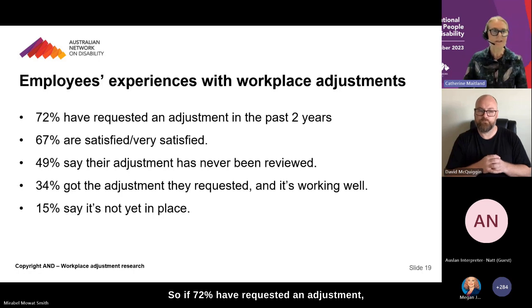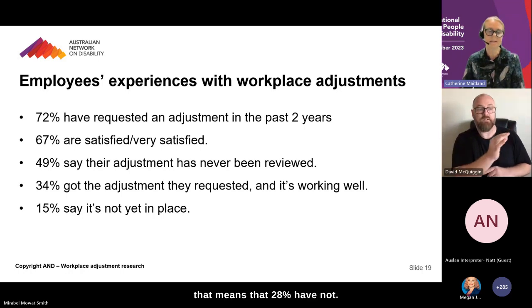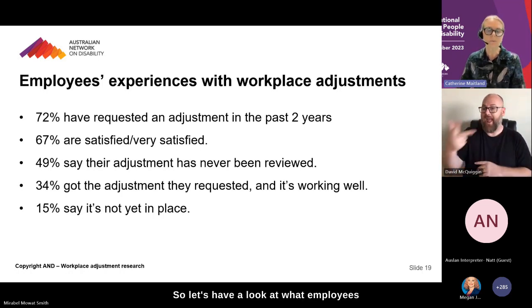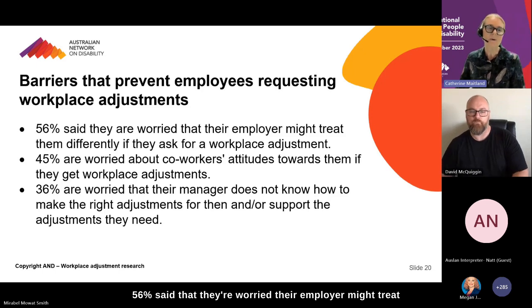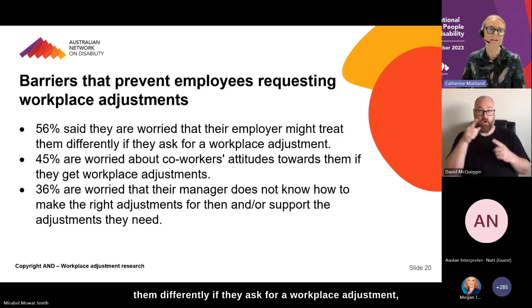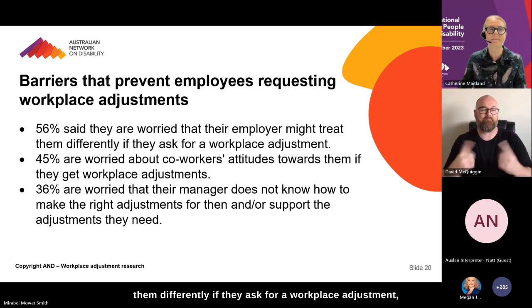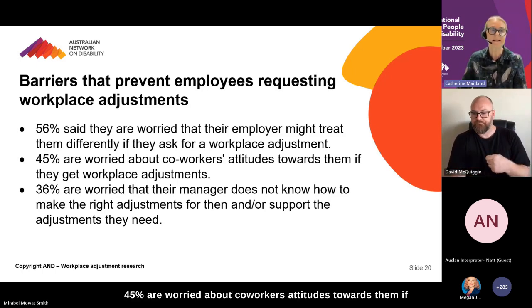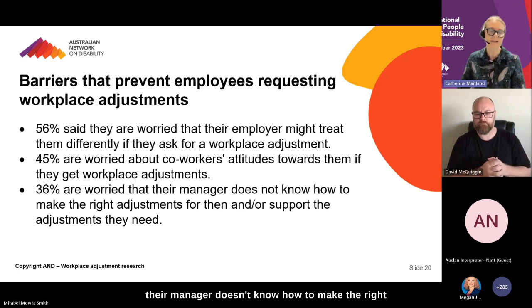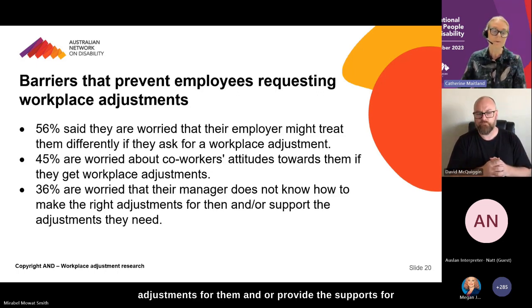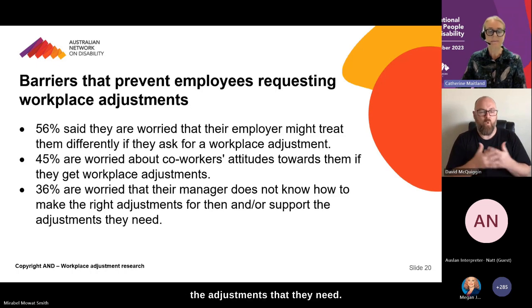So if 72% have requested an adjustment, that means that 28% have not. So let's have a look at what employees say about what prevents them from requesting. 56% said that they're worried their employer might treat them differently if they ask for a workplace adjustment. 45% are worried about co-workers' attitudes towards them if they get workplace adjustments. And 36% are worried that their manager doesn't know how to make the right adjustments for them and/or provide the supports for the adjustments that they need.